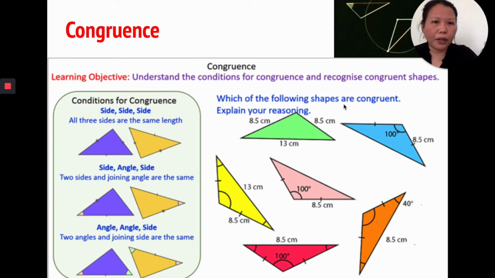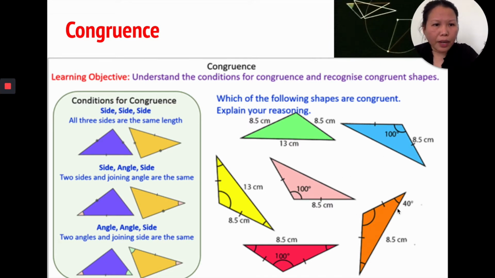Which of the following shapes are congruent? Explain your reasoning. I have the green one with the sides given 8.5, 8.5, and 13. I have the blue one, 100 degrees. Okay, this is not given to be 100 degrees, so I know that these 2 are not congruent. And maybe it's congruent to this one. Look, 100 degrees on the pink. So blue and pink are congruent. Why? The reason is side, angle, side. You got it. The angle is in between, or remember the formal word? Included, yes. Then you have side, angle, side on the blue and pink right here.